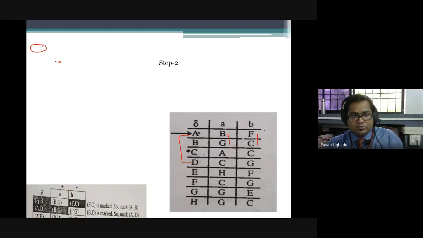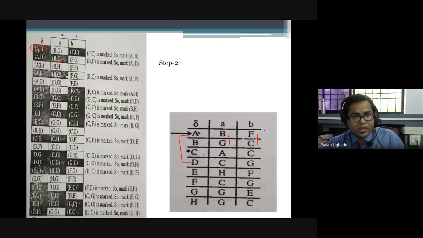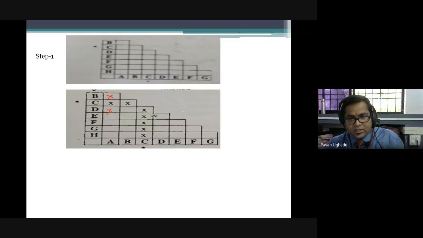Now let me take you to another example. AE, we are getting BH and FF. Okay, it is an equivalent state. We will not be talking about this. It is already an equivalent state. A state is equivalent to itself. BH, if you come to the previous portion, FF.